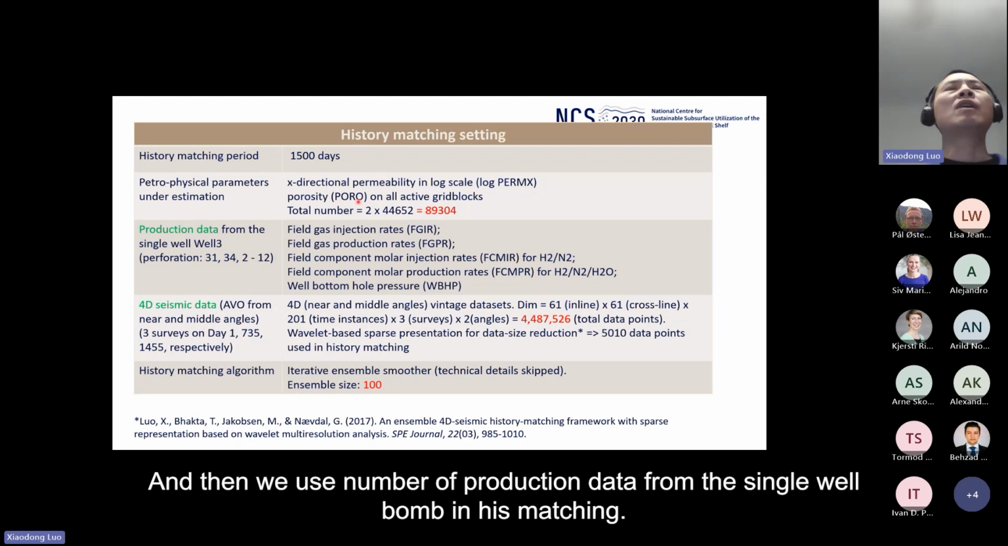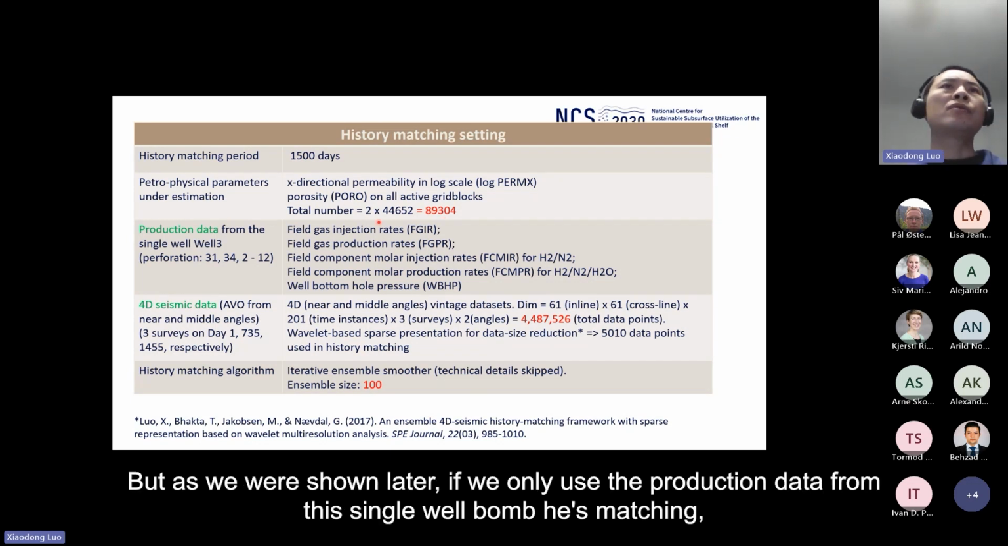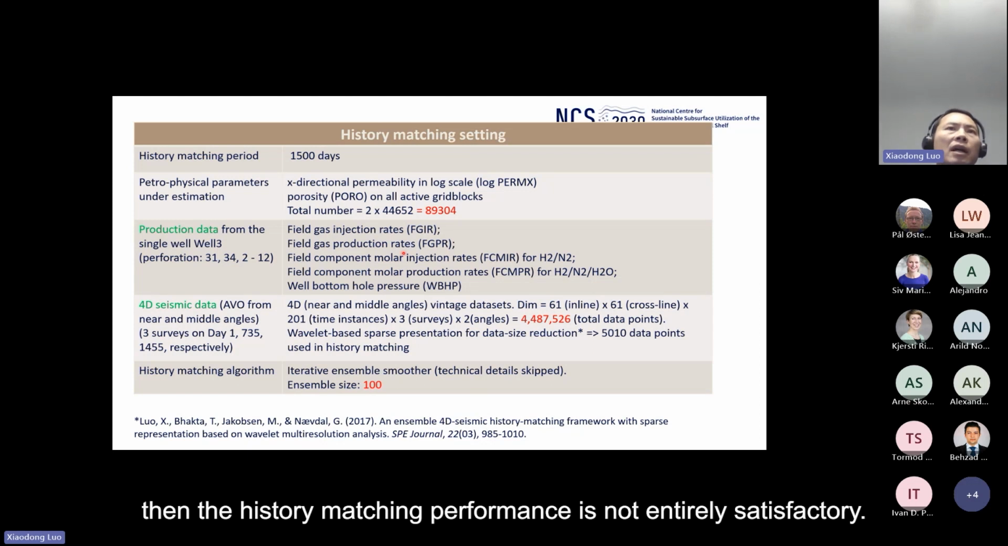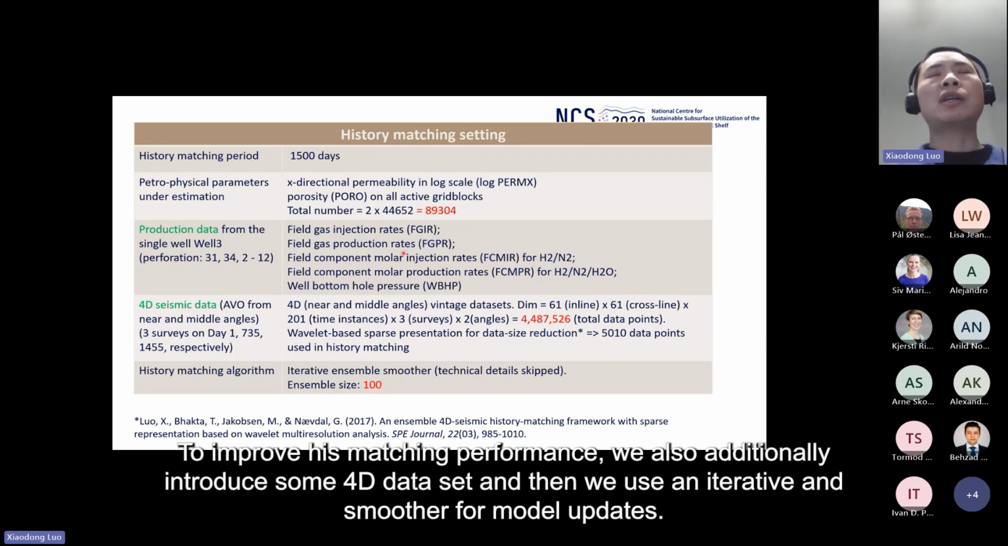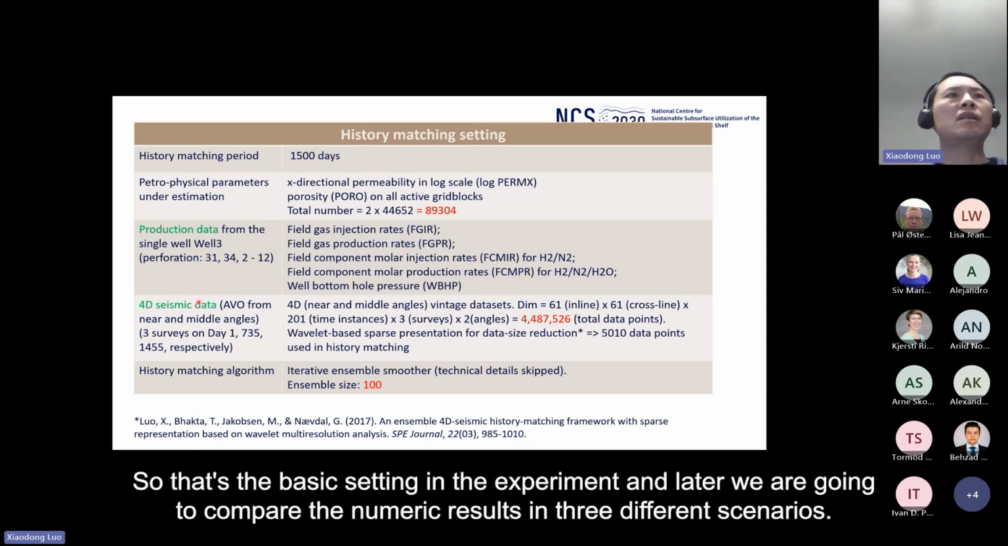Then we use a number of production data from the single wellbore in history matching. But as we will show later, if we only use the production data from this single wellbore in history matching, then the history matching performance is not entirely satisfactory. So to improve history matching performance, we also additionally introduce some 4D seismic data. Then we use an iterative ensemble smoother for model updates. So that's the basic setting in the experiment.